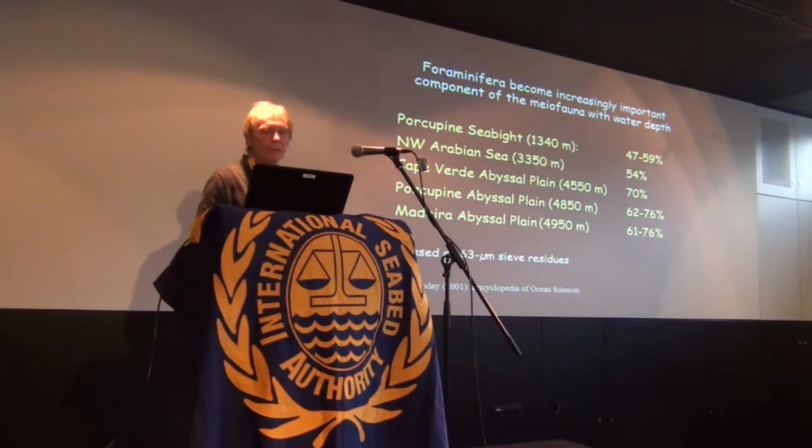Now, foraminifera become an increasingly important component of the Meiofauna with increasing water depth. These are data mainly from the Northeast Atlantic, apart from this, the Arabian Sea. At abyssal depth, more than 4,000 meters, forams can make up 60, 70, 75% of the Meiofauna. I notice this is a little bit different from what Pedro said, that the nematodes were the dominant group in the Meiofauna. Well, my claim is that it's the forams which are the dominant group, but anyway, we'll discuss that later.